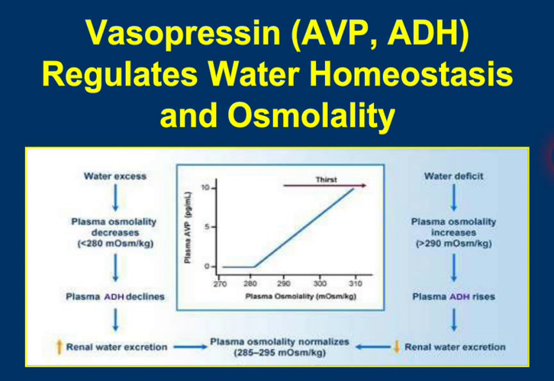of secretion of plasma vasopressin and increases in plasma vasopressin, and it involves thirst as a mechanism to regulate the tonicity. So in the setting of a water excess, plasma osmolality decreases to less than 280. You have a decline in plasma AVP or ADH that increases renal water excretion that then normalizes plasma osmolality. If we have a water deficit, plasma osmolality increases to greater than 290 or so. Vasopressin rises and we decrease renal water excretion.